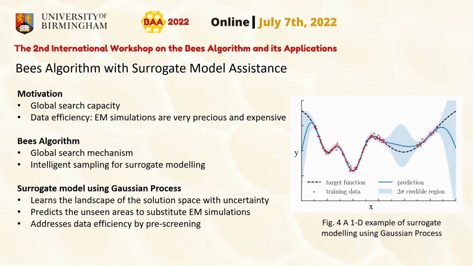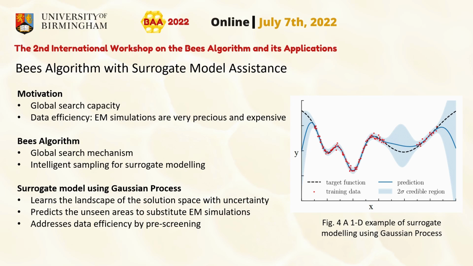This work proposes Bees algorithm with surrogate model assistance for microwave filter optimization. The motivations are twofold. First, improve global search capacity. Second, exploit data efficiency as EM simulations are very precious and expensive. The Bees algorithm performs as a global search mechanism and intelligent sampling for surrogate modeling.